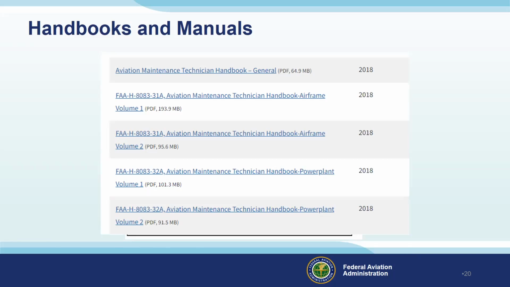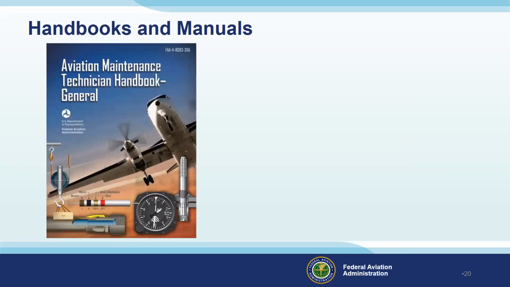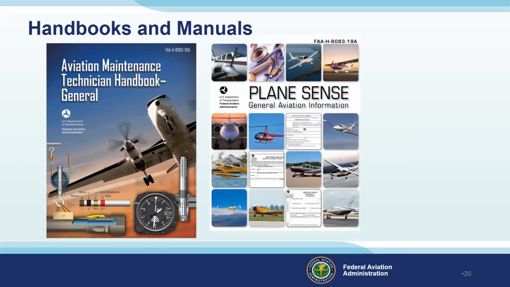But you've got the Aviation Maintenance Technician Handbook, the General. You've got the Airframe Volume 1 and Volume 2. And you have Power Plant Volume 1 and Volume 2. There's a front cover sheet of the General. It also has the Plane Sense magazine in there.